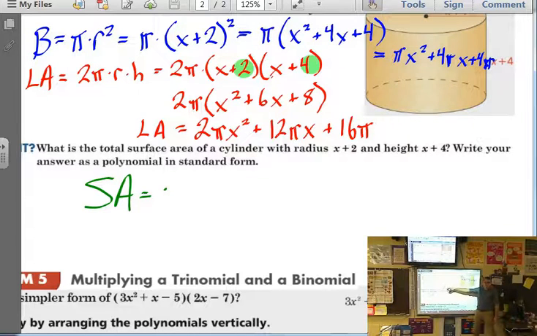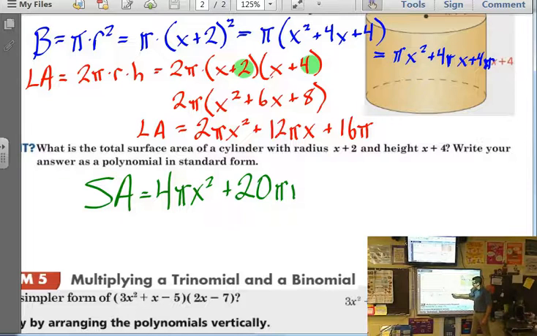2 pi x squared, 2 pi x squared, 4 pi x squared. Wait, could I just add it twice? Okay, thank you. 12 pi x plus 4 pi x, 8 pi x if you want to do your doubling. And then 16 pi and 8 pi.